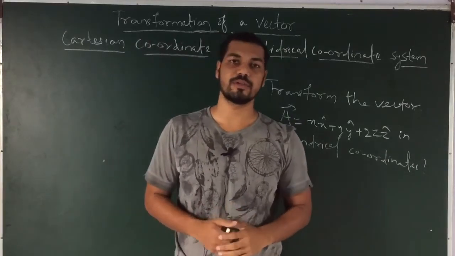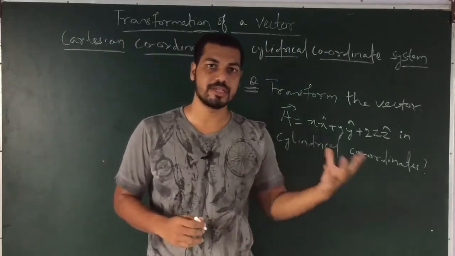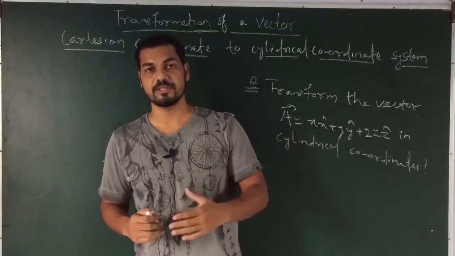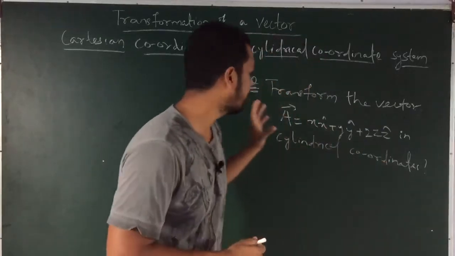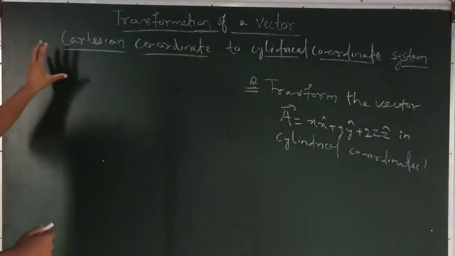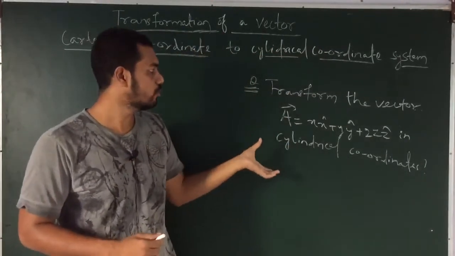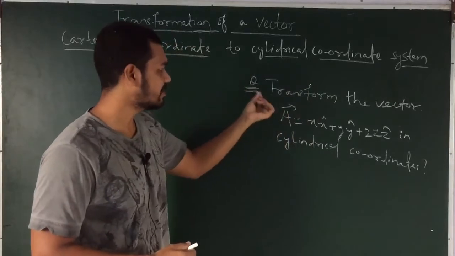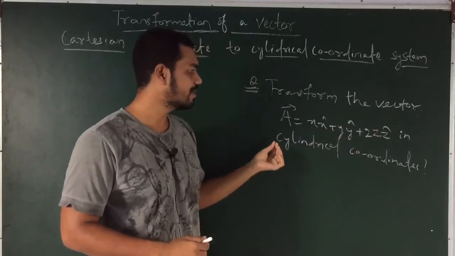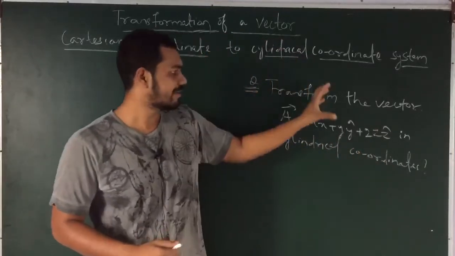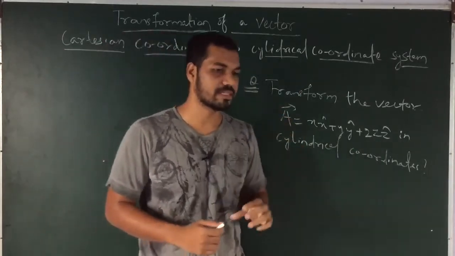In this video, we are going to discuss one more very important concept of the chapter vector analysis. Here we will see the conversion or the transformation of a vector in one coordinate system to another coordinate system. First of all, we will discuss the conversion of a vector in Cartesian coordinate system to cylindrical coordinate system, and later on we will solve this type of problem: transform the vector A = x x cap + y y cap + 2z z cap in cylindrical coordinates. This is a regular type of problem which comes in your university exam level and in competitive exams also.